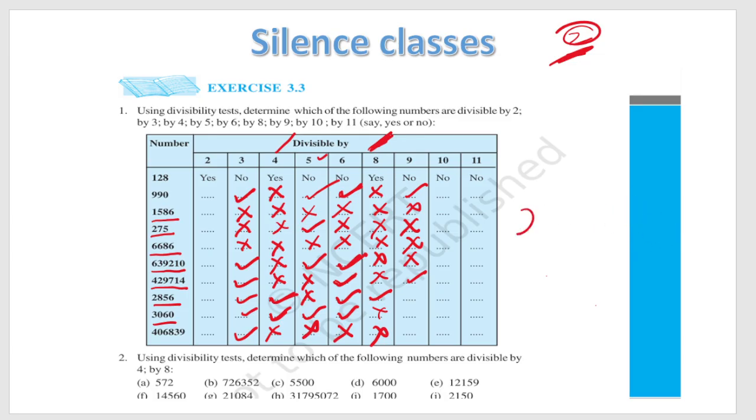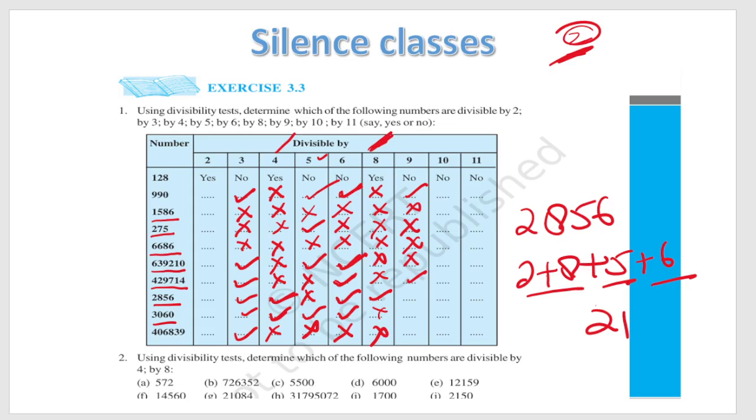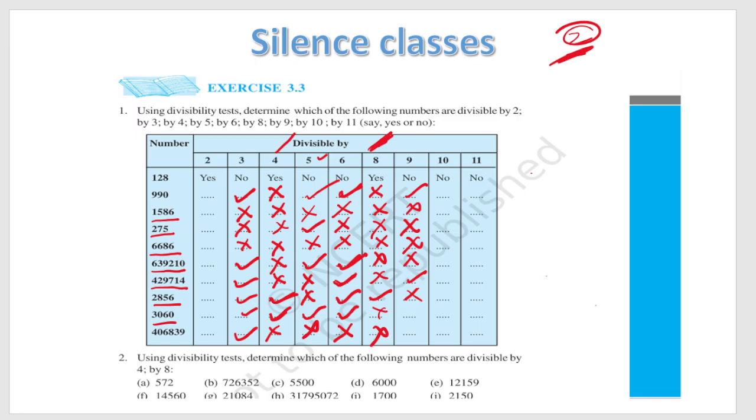Now the next number is 2856. 2 plus 8 plus 5 plus 6. 10, plus 5 is 15, plus 6 is 21, and 21 is not divisible by 9. So easy. 3060. 3 plus 0 plus 6 plus 0, and 6 plus 3 is 9, and 9 is divisible by 9. This means this number is divisible by 9.